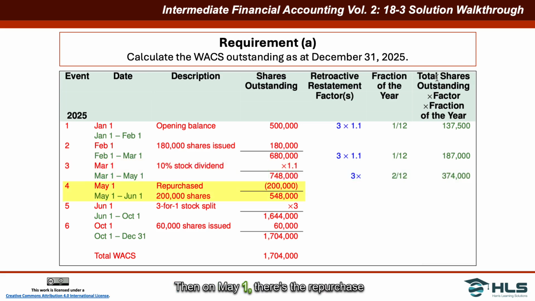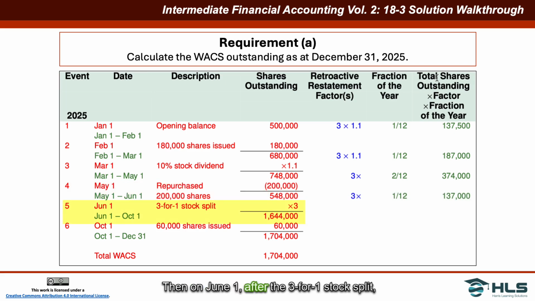Then on May 1st, there's the repurchase, leaving 548,000 shares outstanding. This is before the stock split, so we have to multiply by 3. And because the next event happens on June 1st, this number of shares is outstanding only for 1 month, 1 out of 12. So 548,000 times 3 times 1 over 12 is 137,000 shares.